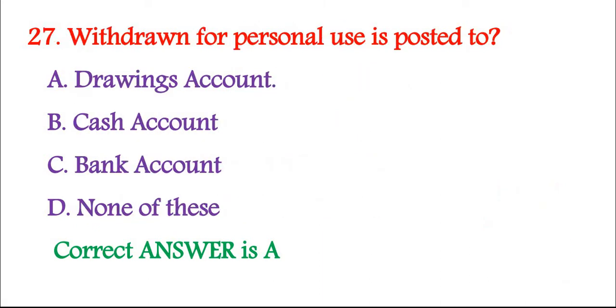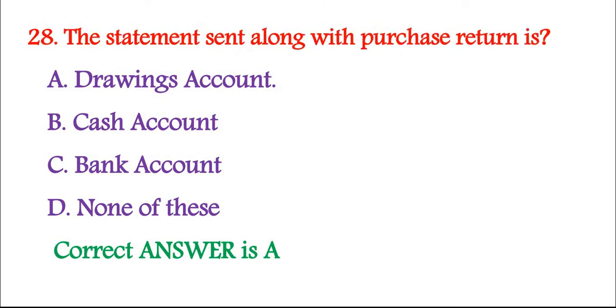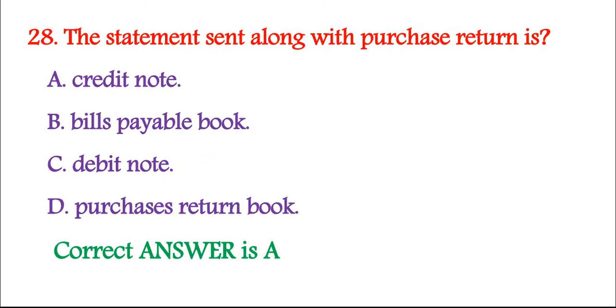27. Withdrawn for personal use is posted to: A. Drawings account. B. Cash account. C. Bank account. D. None of these. Correct answer is A. 28. The statement sent along with purchase return is: A. Credit note. B. Bills payable book. C. Debit note. D. Purchases return book. Correct answer is A.